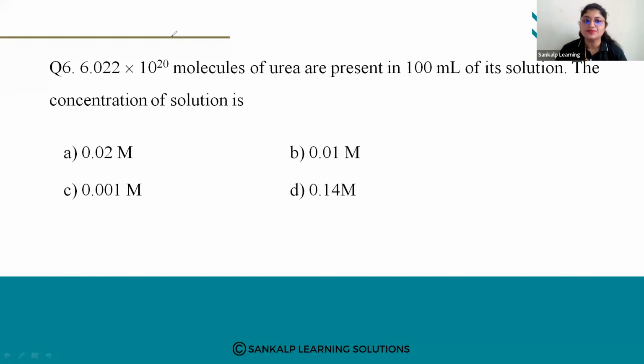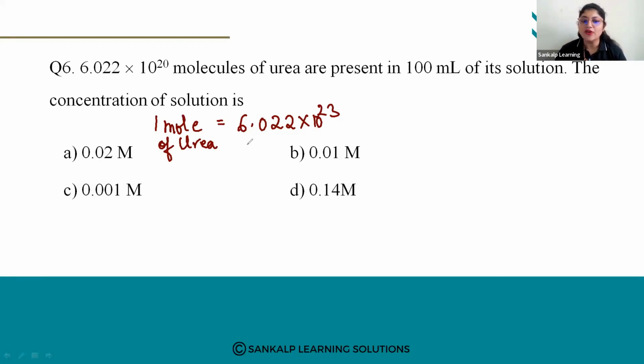What is 1 mole? 1 mole is equal to Avogadro's number, right? Avogadro's number is what? 6.022 into 10 raised to 23. So 1 mole of urea means it consists of Avogadro's number, 6.022 into 10 raised to 23 molecules. So how much will it be?